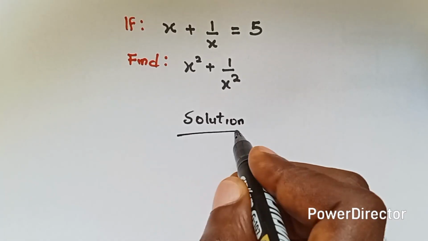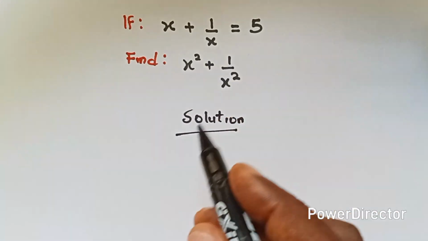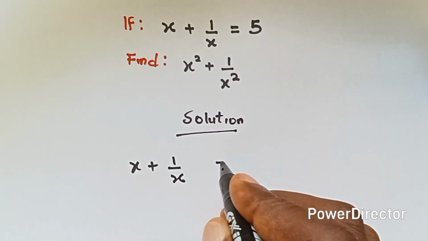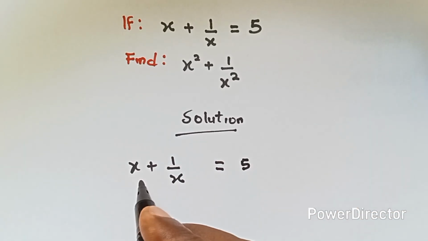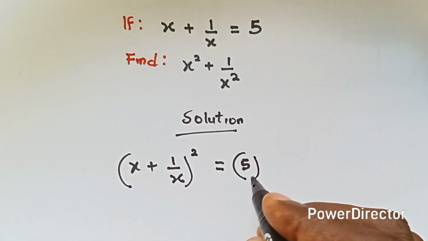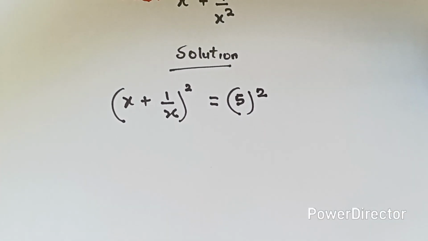What you are going to do is to take this original equation and square it. So we have x plus 1 over x equals 5. We're going to square both sides. We're going to square this side, and we're also going to square this side. Let's expand and see what we have.